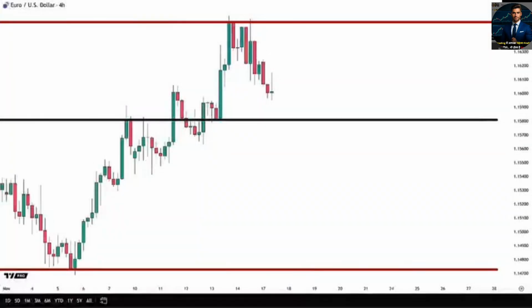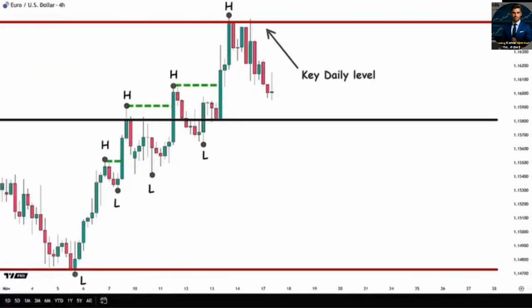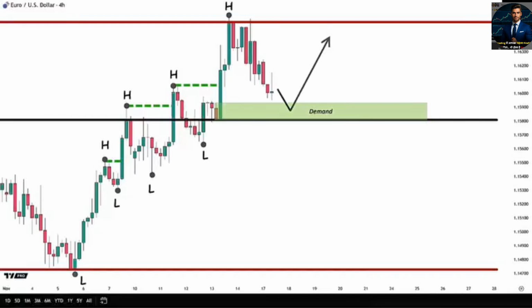On the 4-hour chart, we can see a clear uptrend. We can mark the breakouts and also the swing points like this. However, the price has tapped into a higher time frame key level, which has the power to slow down or even reverse the trend. Additionally, just below the current price, there is a strong demand zone that coincides with a key weekly level. When price taps into this zone, we expect a strong reaction that can push the price higher.